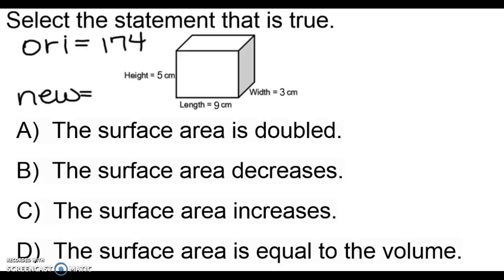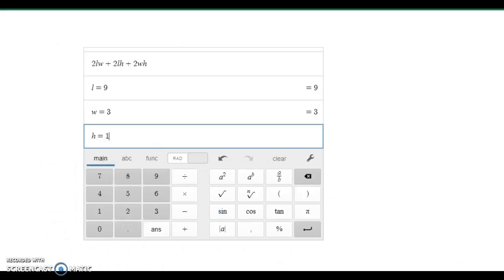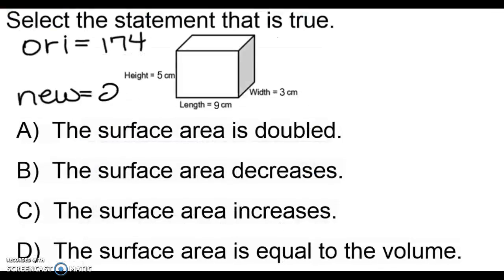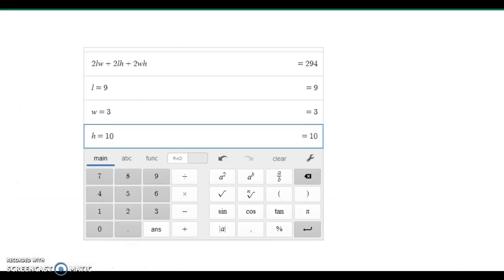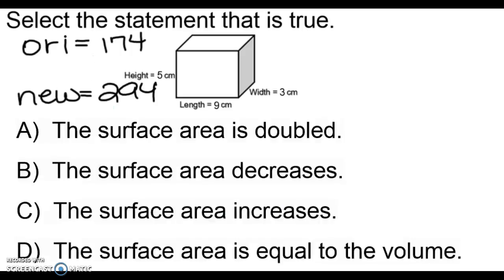All right, so now we need to go find the new one after our height is doubled. So I'm going to take that 5, I'm going to delete that and double it. And it looks like the surface area of the new prism is going to be 294. All right, so let's take a look at which statement is true here. So did our surface area double? Well, if I do 294 divided by 2, we could go ahead and check that. So 294 divided by 2 gives me 147, so we know that that is not a true statement.